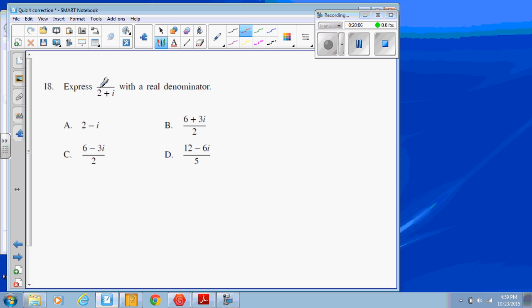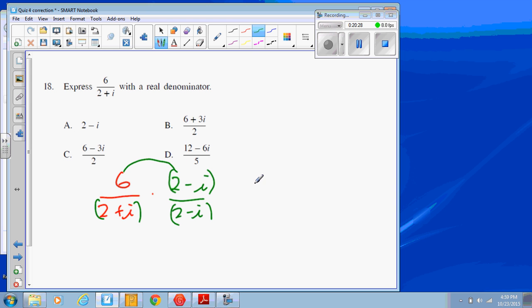Seems like we have a lot of A's on this quiz. Okay, this problem here, it's the same principle. 6 over 2 plus i. I multiply the top and bottom by the conjugate, which is 2 minus i over 2 minus i. So at this point, I'm going to distribute the top. Eventually I'll do the bottom too. Distribute the top. 6 times 2, that's 12. 6 times i, so it's going to be minus 6i. And now the bottom is going to be 2 times 2, that's 4. And that's going to be minus 2i. And this is i times 2 is plus 2i. They're going to cancel out.